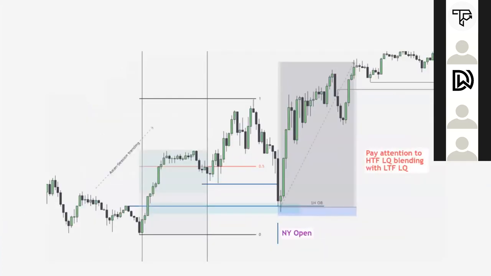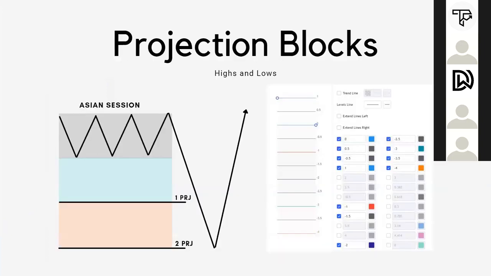We'll be looking at more details in this now in the live chart example. So now the projection blocks. I've got a lot of questions about it, and I've been trying to hold out until now so that I can explain it to everyone at once and in full detail. You want to see that we use this on the Asian session.